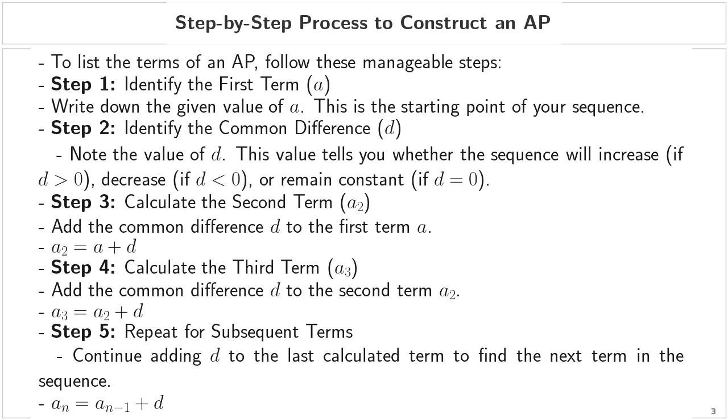Finally, in step 5, you simply repeat this pattern for any subsequent terms you need. You continue adding d to the most recent term you calculated to find the next one. In mathematical terms, we say that the nth term, or a sub n, equals the previous term, a sub n minus 1, plus d. By following these steps, you can build a sequence of any length, as we are about to see in our upcoming practical examples.